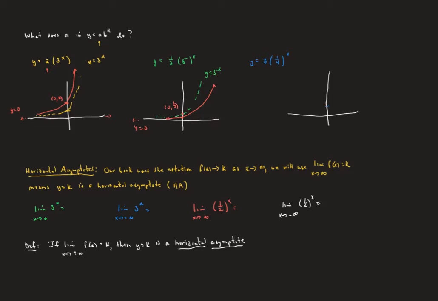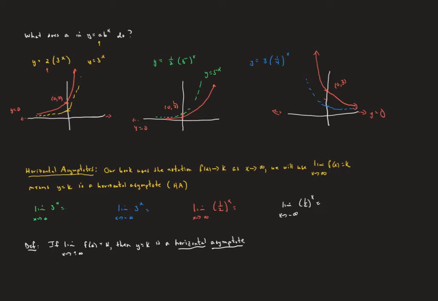Our 1/4 to the x, remember, is going to be our decay function. It's going to fall from left to right. And if we multiply by 3, then that point that was at 0, 1 is now going to be at 0, 3. And every y value will get multiplied by 3. So we will have a y-intercept of 0, 3, but still have y equals 0 as a horizontal asymptote.